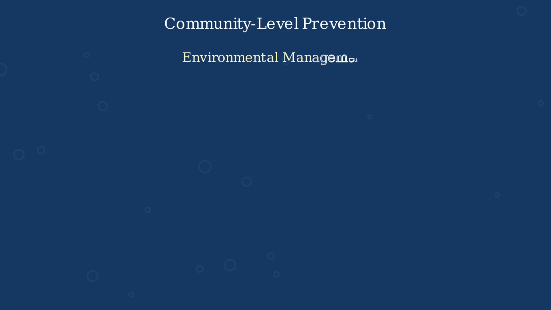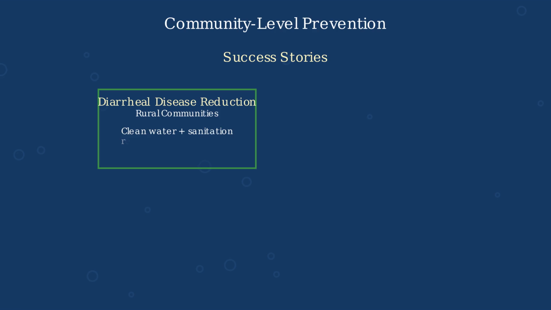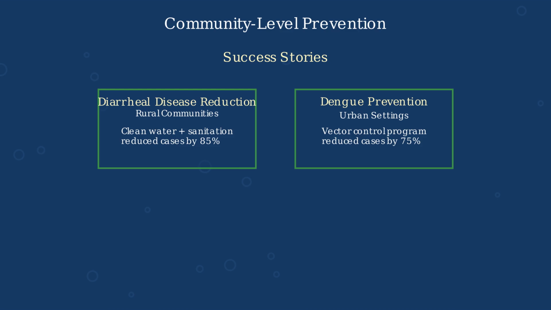Environmental management addresses disease risk factors in the community environment. This includes proper waste management, eliminating standing water where vectors breed, and creating cleaner living spaces to improve overall public health. Community interventions have proven highly effective. In rural communities, combined water and sanitation improvements reduce diarrheal diseases by up to 85%. In urban settings, comprehensive vector control programs decrease dengue fever cases by 75%.